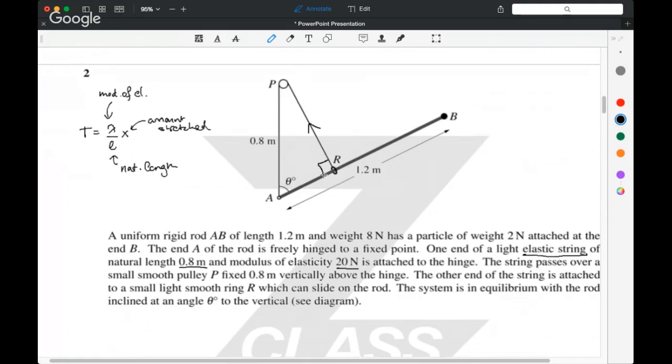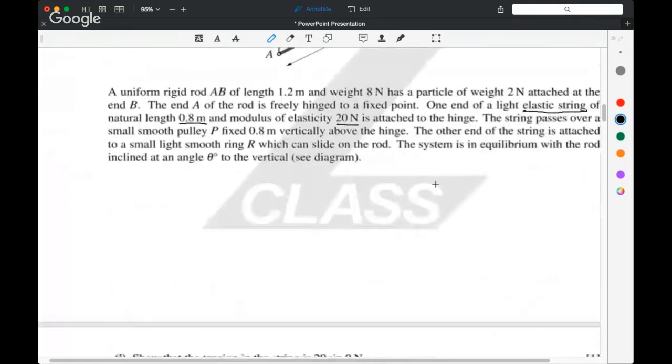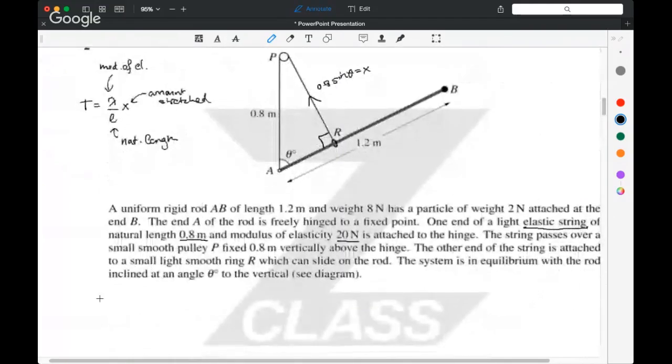So this is a right angle triangle. Well, what's the length of this side? This is just a right angle triangle, you know theta, so this has got to be 0.8 sine of theta. And that's just the amount that it's stretched. So for the first question, I'll put question 1 here, because it's easier to see. We have that the tension is lambda, which is 20, times 0.8 sine of theta, divided by 0.8. So it cancels, and you get your solution.